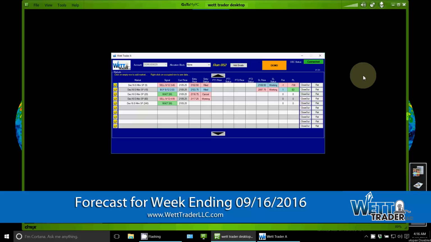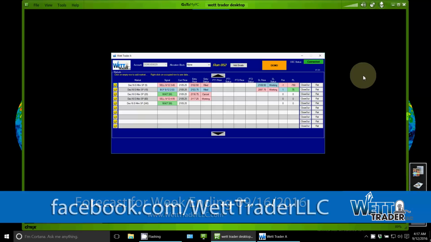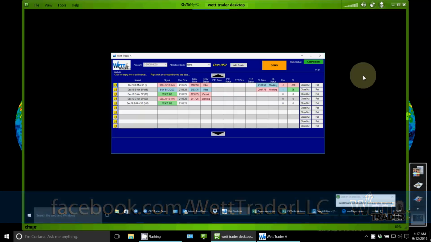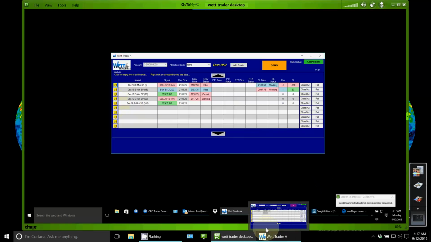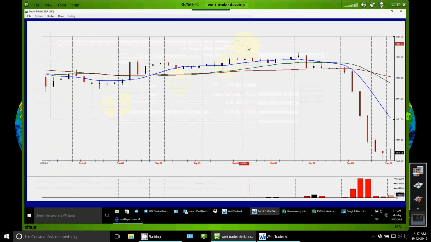So this week, for the forecast for the week ending 9/16, I'm going to discuss a little bit about Fibonacci retracements and how Wett Trader LLC.com uses these Fibonacci retracements to identify support and resistance. Fibonacci retracements are a huge part of any trading software to try to find out where we are in a corrective wave.